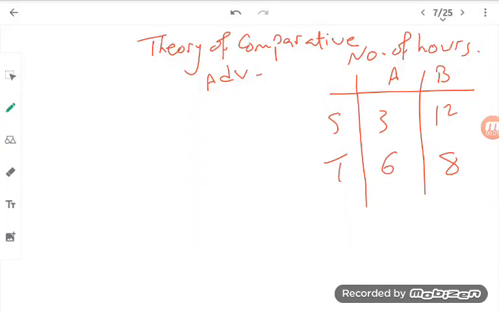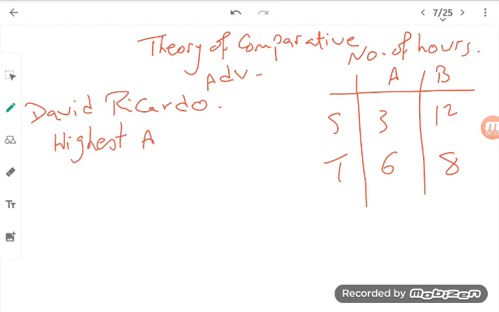Comparative advantage was first developed by David Ricardo. According to David Ricardo, as one country has an absolute advantage in the production of soybeans and in the production of textile, we have to search for something new, which is the comparative advantage, which is the highest advantage or the lowest disadvantage.